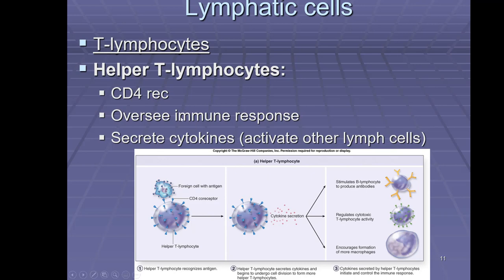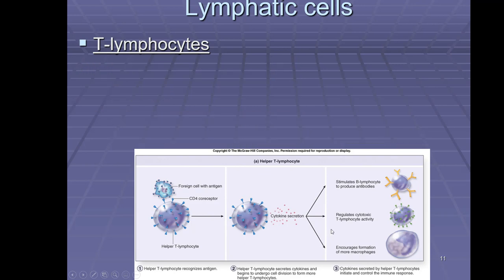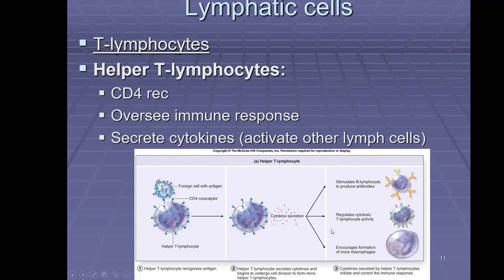So they do this by secreting chemicals called cytokines. And it's kind of like a message that activates all these other cells. So the helper T lymphocytes activate other cells and allow them to come in and have the immune response. But the helper T themselves don't do a lot directly.